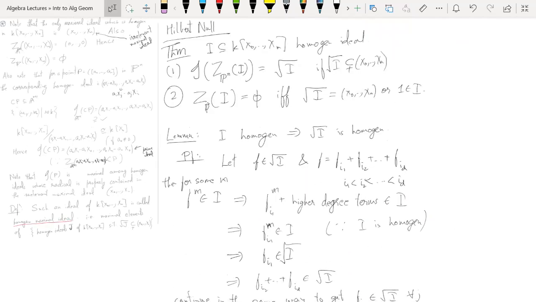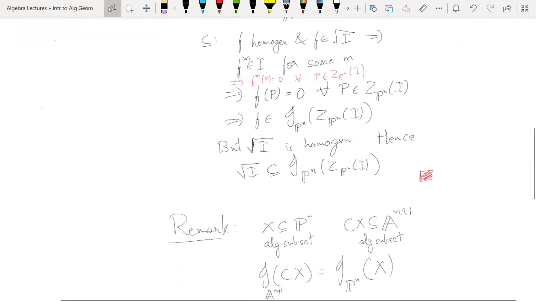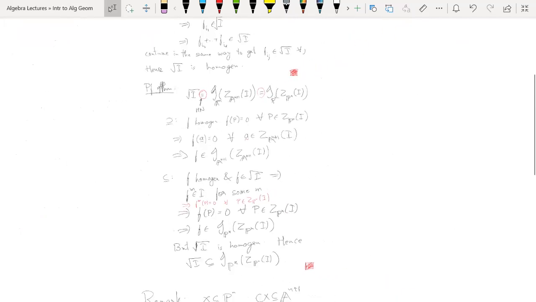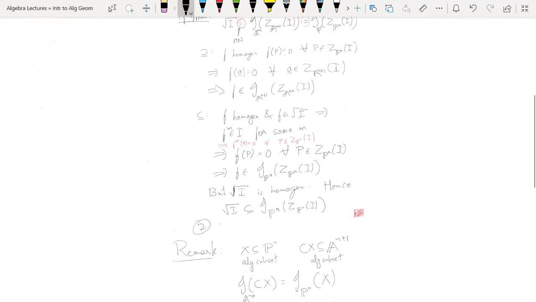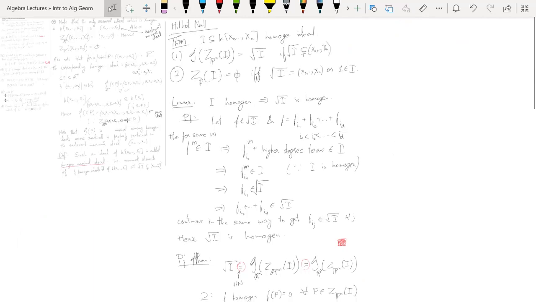So maybe part 2 is still to be done. So this only proves part 1. Maybe part 2 is clear. So, part 2 is an exercise. Obviously, if the radical of I is the irrelevant maximal ideal, or one belongs to it, then it is empty.